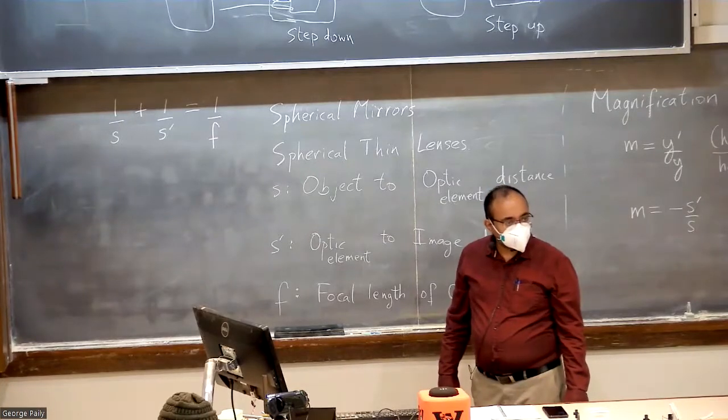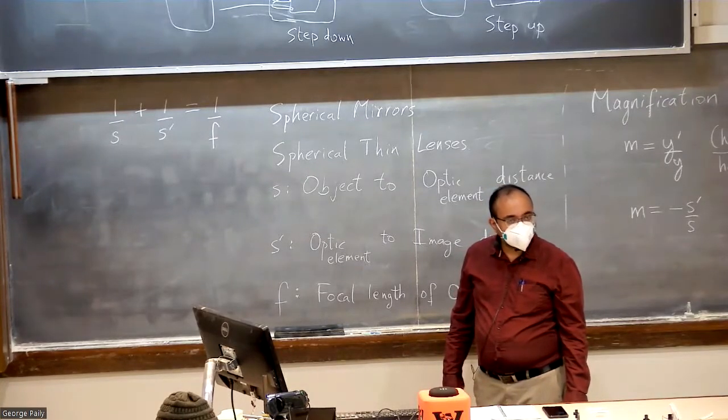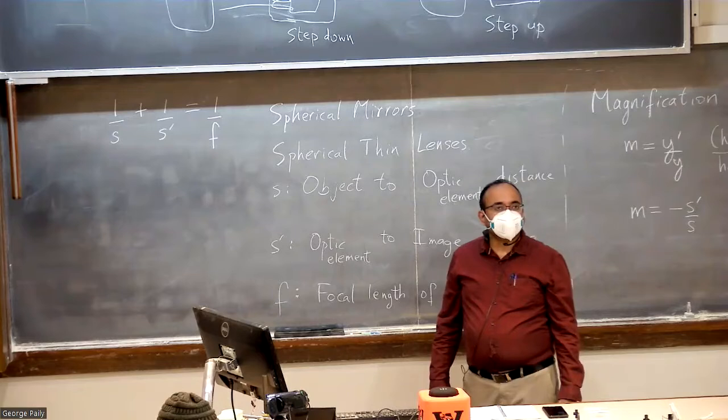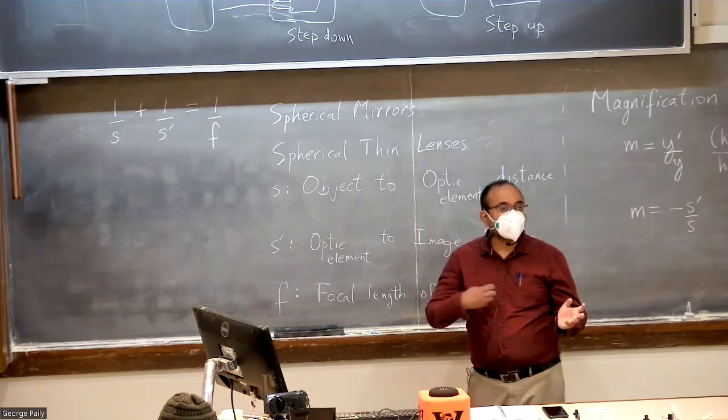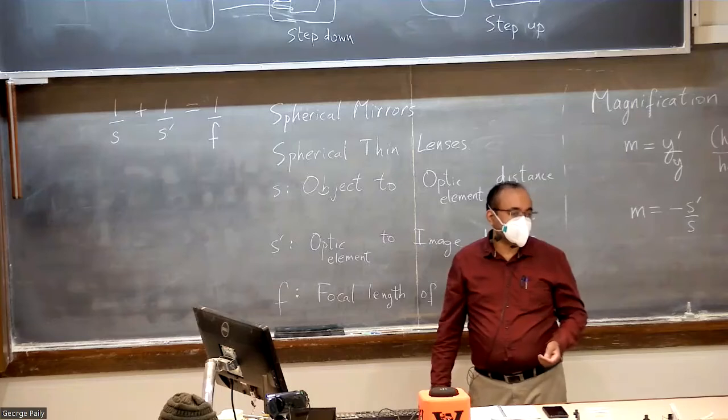Okay. Could you not have a mirror that had it larger? Well, the mirror's focal length is determined by its geometry, and then you control the object distance. You don't get to choose where the image is. Yeah.